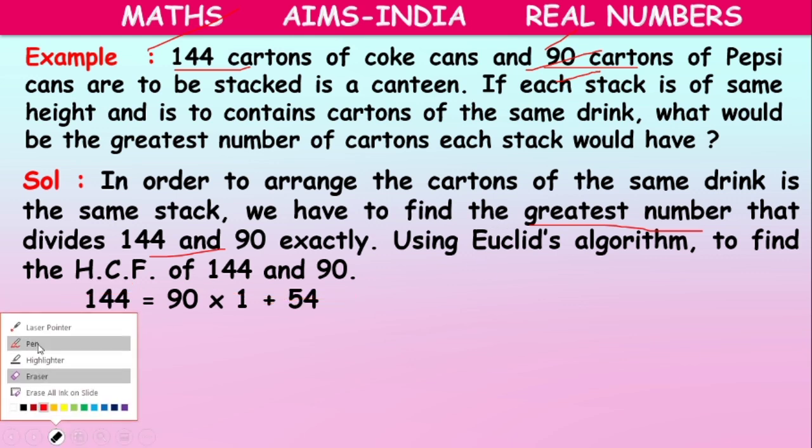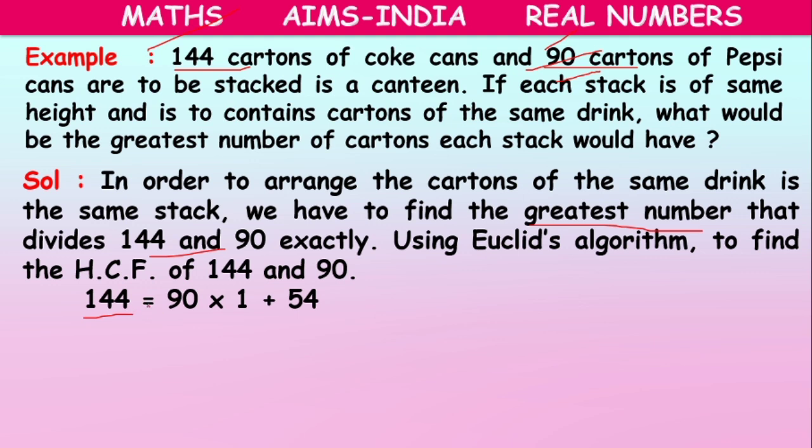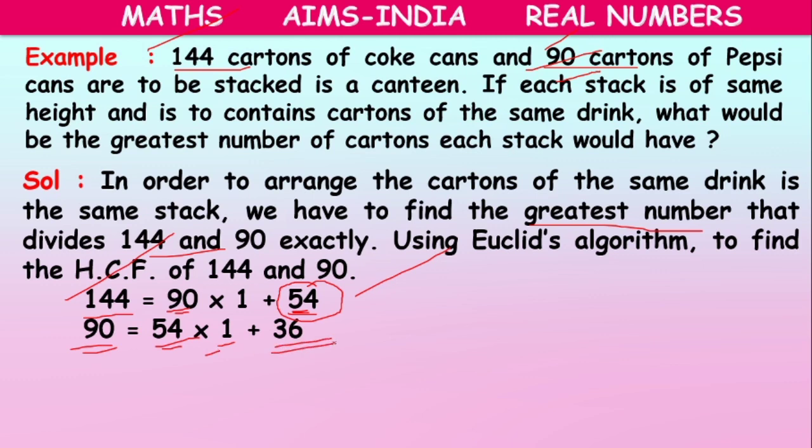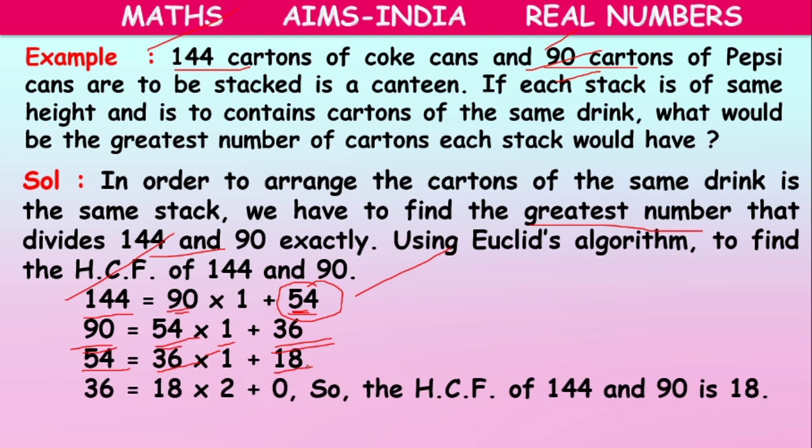So how to write it? The bigger number 144 will become the dividend and the smaller number 90 will be the divisor. 90 once is 90, and 54 will be the remainder. This process will continue because the remainder is not 0. Next step, 90 comes here, 54 comes here, 54 once, we divide, 36 will be the remainder. Next, 54 comes here, 36 once, 18 will be the remainder. Next, 36, 18 twos are 36, remainder is 0.